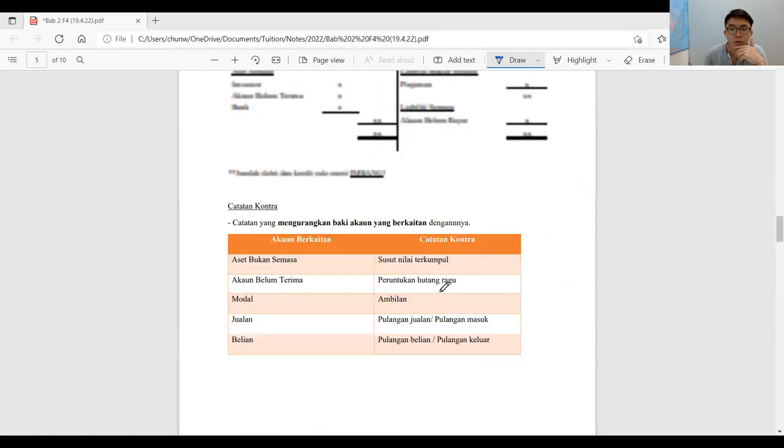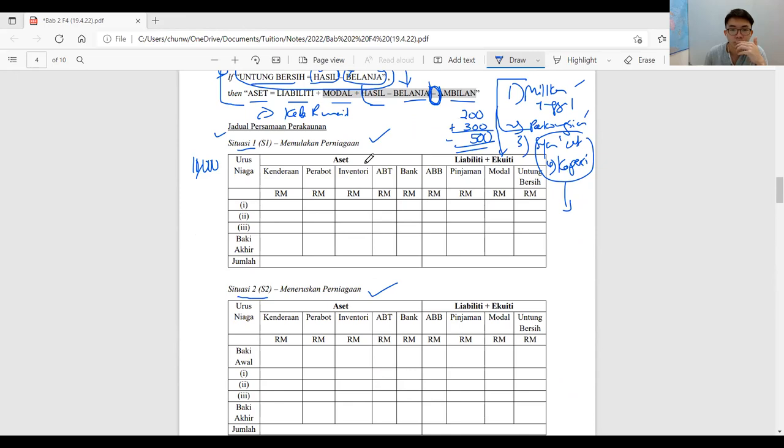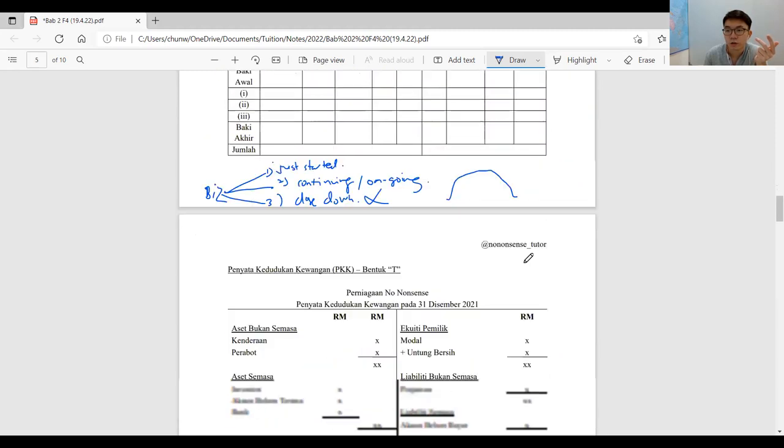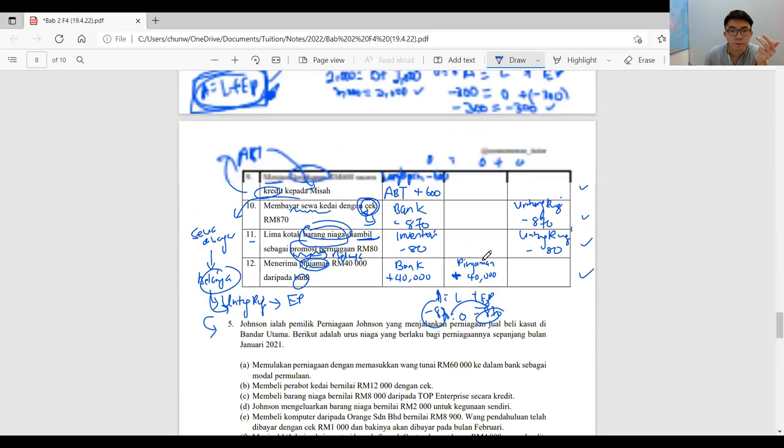Okay, I forgot to show you. So this is the format. You have asset, and liability plus equity, equity per milik. Under asset, if there is anything, you throw it in. Then under liability and equity, you put the perkiraan: account belum bayar, pinjaman, modal, untung bersih. Then you have RM. This is the number of the urusan niaga. Based on the question, one, you put one, two, you put two, and so on. So let's go for question five.